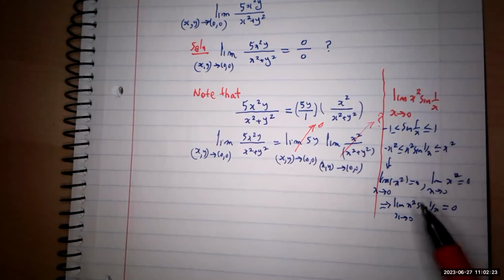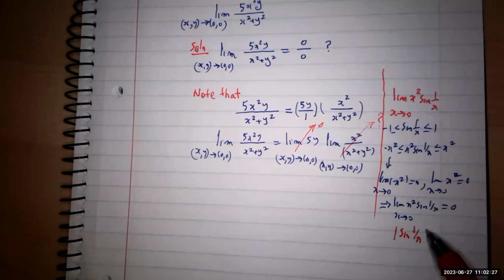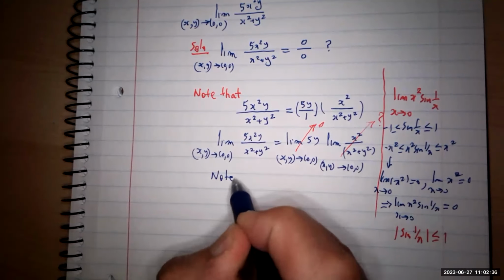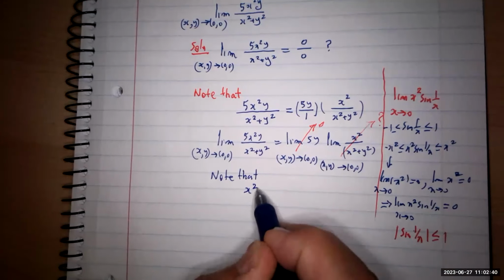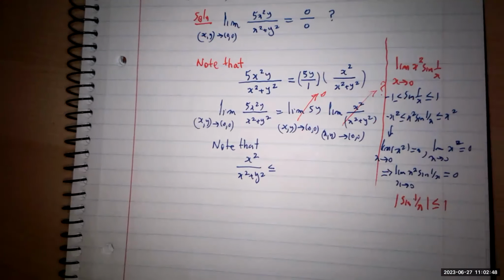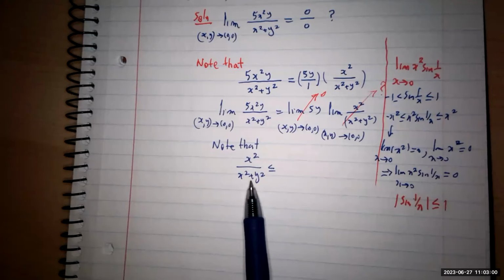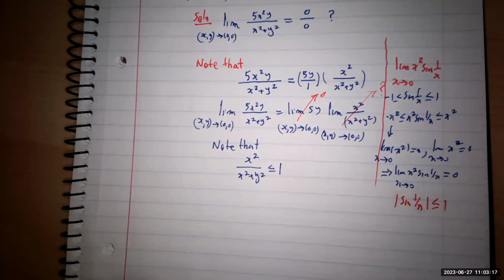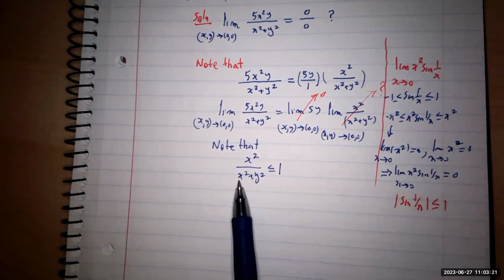Bounded function, you see the sine. The sine is a bounded function because the absolute value of sine is always less than 1. Look at this: x squared over x squared plus y squared. Can you see it? It is less than what? Any suggestion? It's a fraction. X squared is on the top, and x squared plus y squared on the bottom; both are positive numbers. So you have a fraction whose denominator is bigger than the top. If the denominator is bigger than the top, we call it a proper fraction. So this means it is always less than 1.